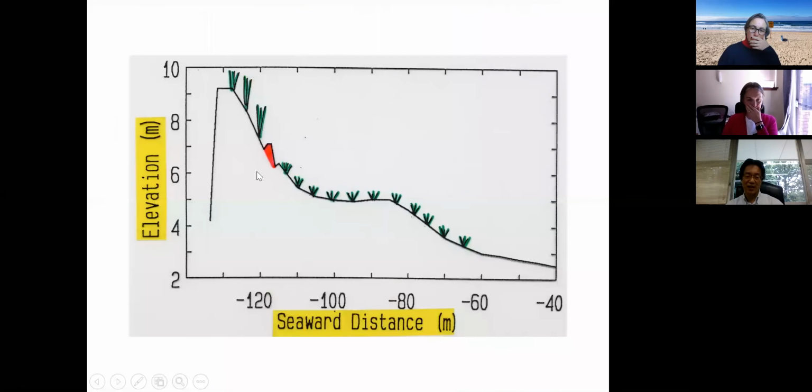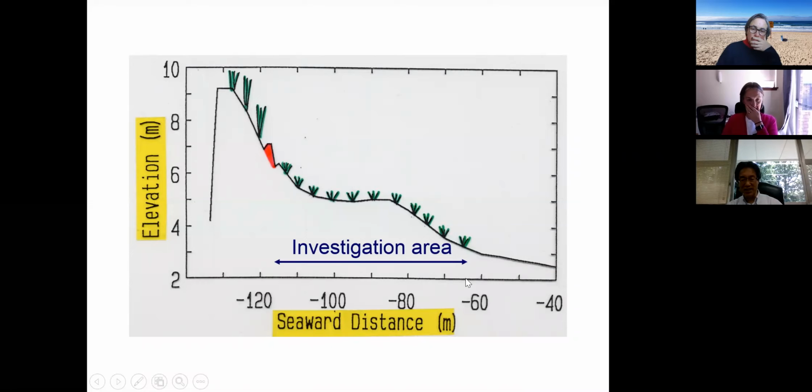And this figure schematically shows the beach profile in and around the backshore. The study area, the investigation area, is located here, from where the seaward distance is minus 65 meters, and this is the seaward limit of the vegetation, to where the seaward distance is 115 meters, the point of the beach profile measurement. And 10 meters landward of the investigation area, the dune is located here.